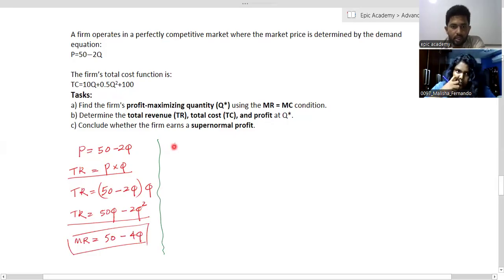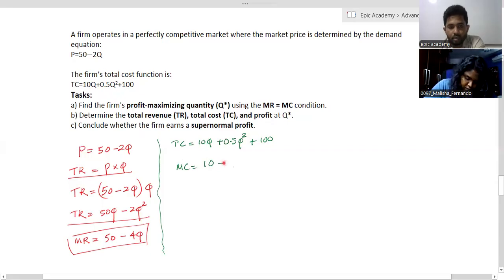So then what about the TC? TC equal 10Q plus 0.5Q power plus 100. Okay. So then take the derivative of this total cost curve, it becomes the marginal cost curve. 10Q becomes 10. 0.5Q means 1Q. Q means Q. Did you get the idea? Okay. Can you please explain that?